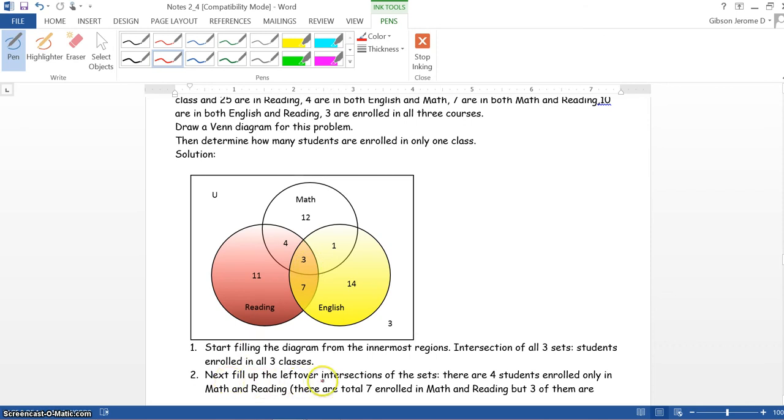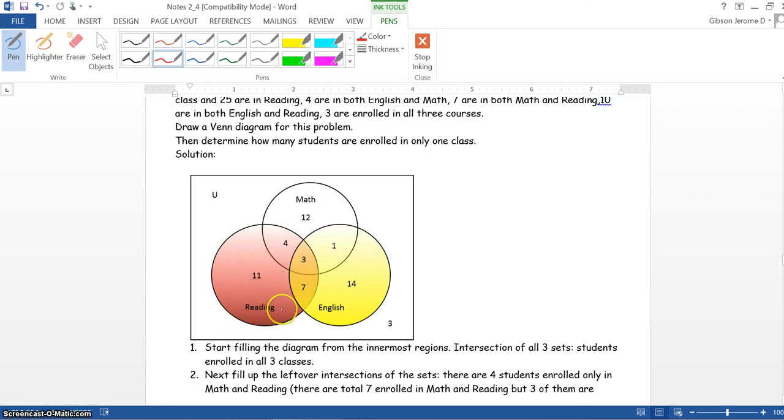It says, next fill up the leftover intersections of the sets. There are 4 students enrolled only in math and reading. So we have math and reading, and we have 4. We also have 4 students that are enrolled in math and English. And, well, actually it's still 4 that's in math and reading.